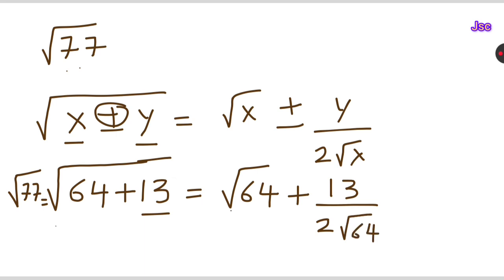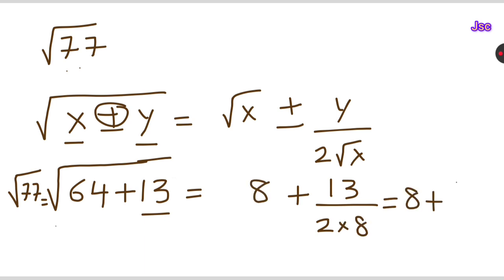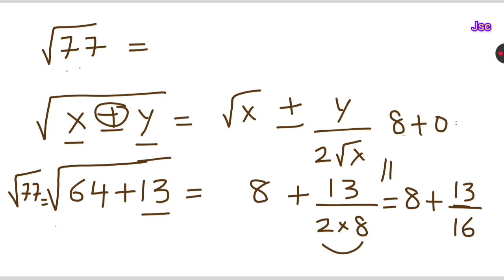And we know that root 64 is 8. So just write 8 here and here also 8. So that is equal to 8 plus 13 over 2 times 8, which gives 16. 13 over 16. The numerator is smaller than the denominator, so that's why we need to start with a decimal point. And observe here, after the decimal point we can add one 0. So then 16 times 8 is 128. 130 minus 128 gives only 2.